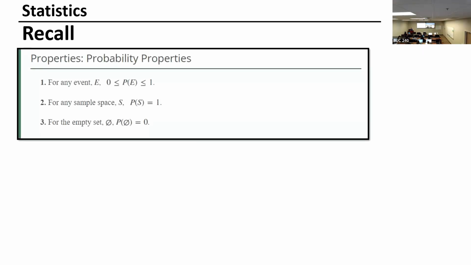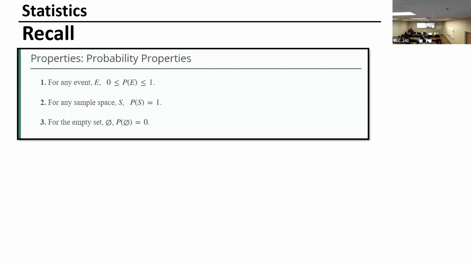Recall, for any event E, the probability of that event happening will always be between 0 and 1. Like the probability of me getting a 6 whenever I flip a coin. That makes no sense. There's no way for that to happen. That would be a probability of 0. But the probability of getting a heads or tails, one or the other, is 100%, because I'm going to get one or the other.